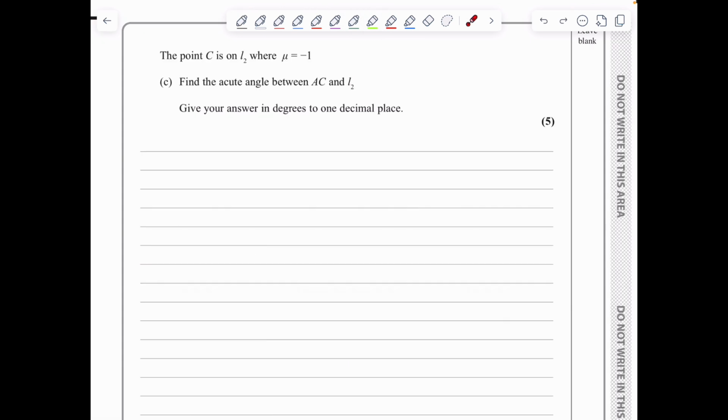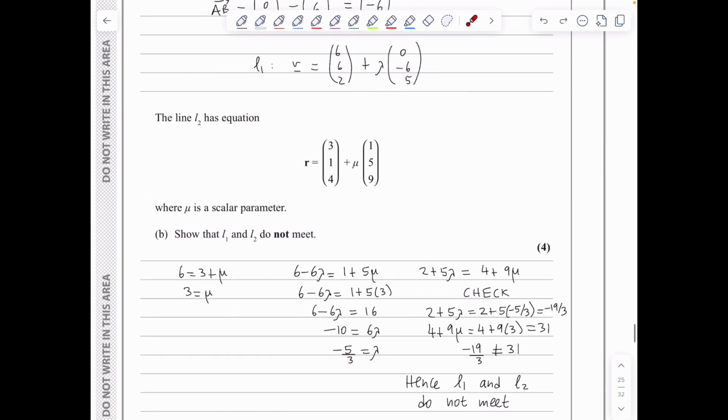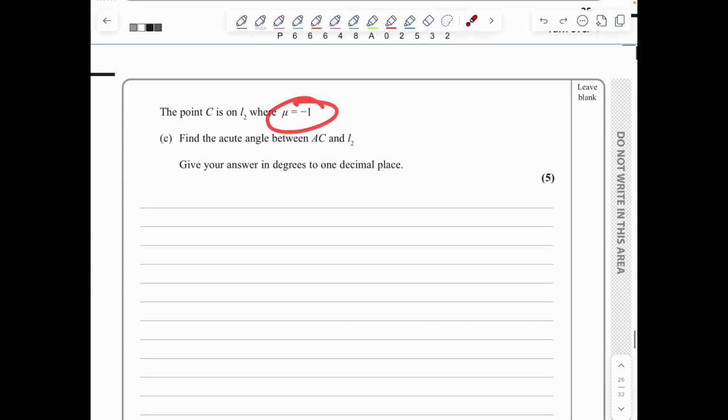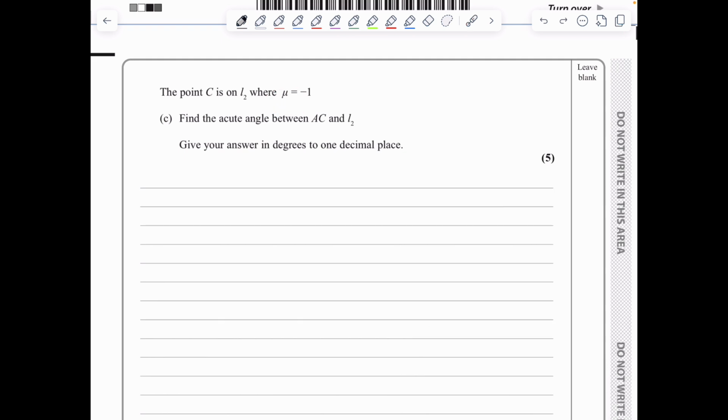We are then told that the point C is on L2 where mu is negative 1, and we need to find the acute angle between AC and L2 in degrees to 1 decimal place. So what I will do, I will take mu is -1 and substitute into the equation for L2. This will give me the position vector of point C. So OC will be equal to (3, 1, 4) plus -1 times the direction (1, 5, 9). This gives an answer of (2, -4, -5), which is the position vector of point C.